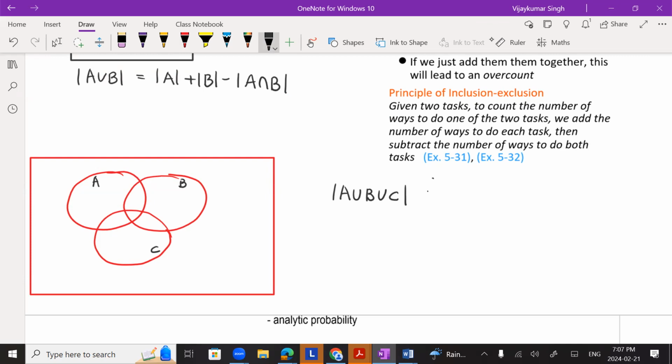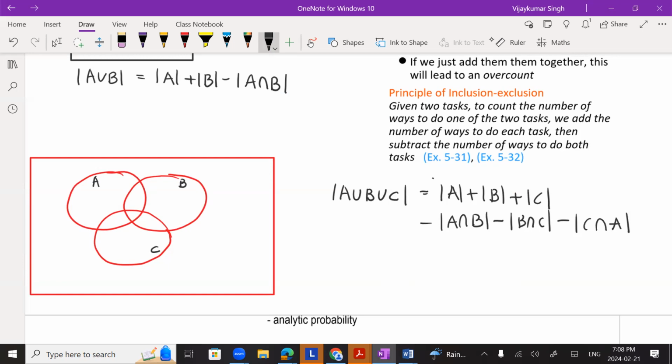Let's try to do this. First we'll relate it to size of A plus size of B plus size of C. So we have added all these sets together now. What is the problem? Let's look at A and B. What was common to both A and B got counted twice, so let's remove that. So minus A intersection B, then the same thing for B intersection C. And then what is the other intersection? C intersection A. So you remove that.